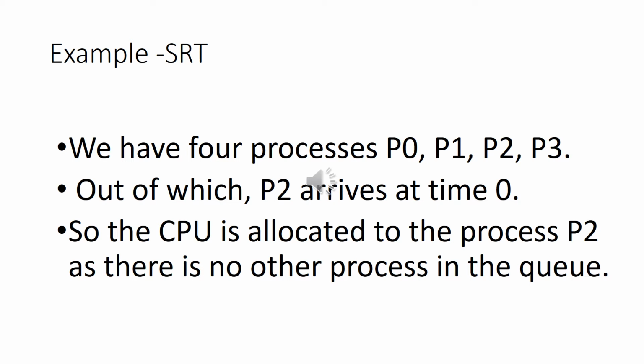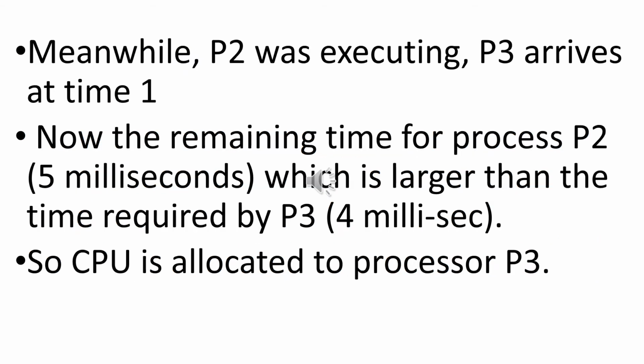From the question, we have four processes P0, P1, P2 and P3, out of which P2 arrives at time 0. From the table, it is clear that P2 is the first process which arrives at t equal to 0. So the CPU is allocated to process P2 as there is no other process in the queue. P2 is allocated to the CPU and the CPU starts the execution of P2.